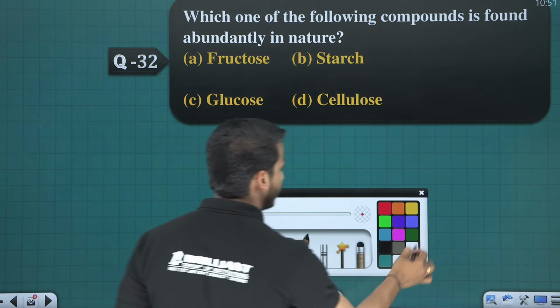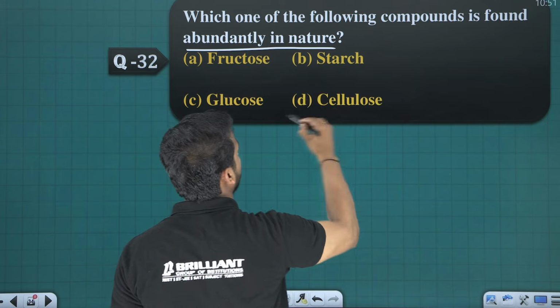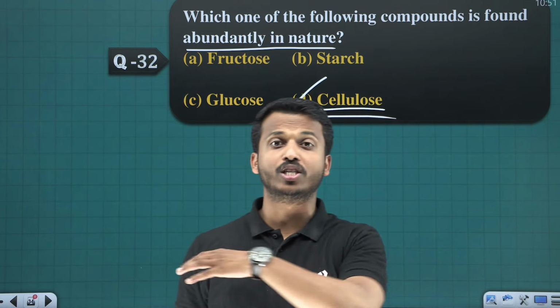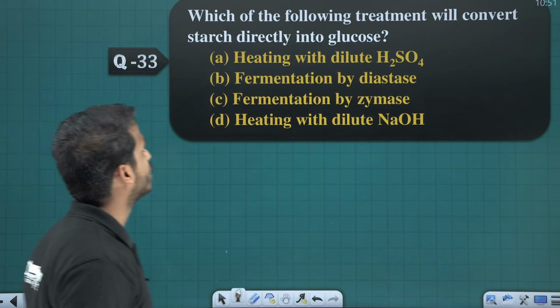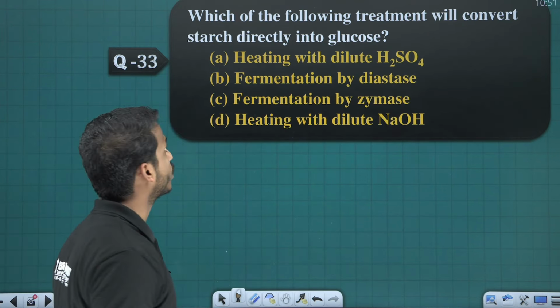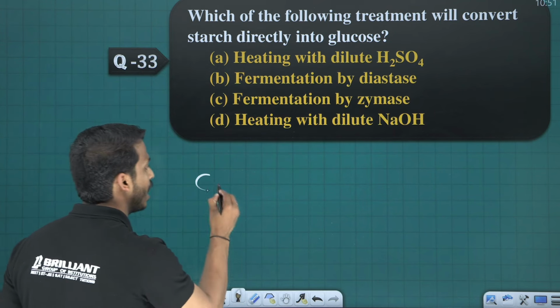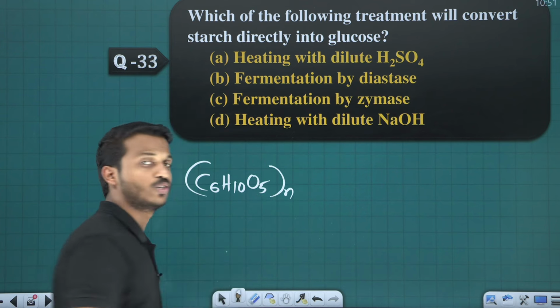Now, which one of the following compounds is found abundantly in nature? Cellulose. Cellulose is present in plants, which is the most abundant carbohydrate in nature. Which of the following treatments will convert starch directly into glucose? We studied what is starch. Starch is (C6H10O5)n. This is the formula of starch.